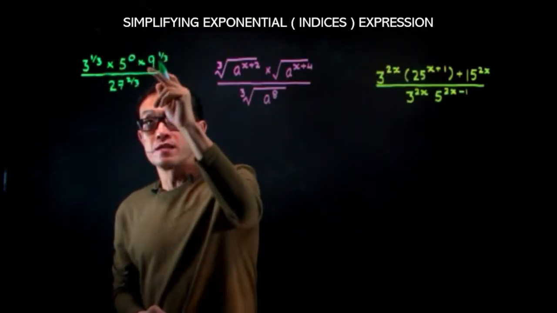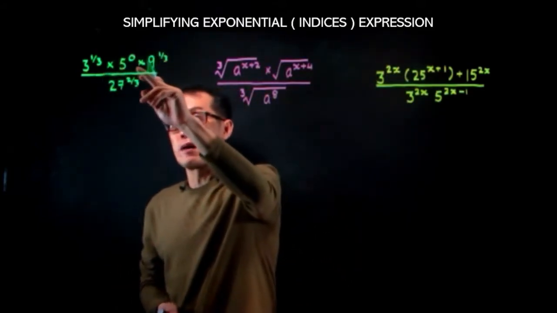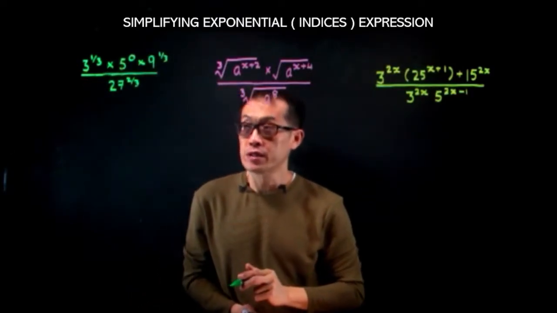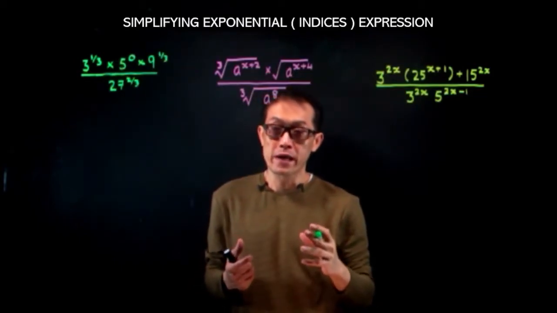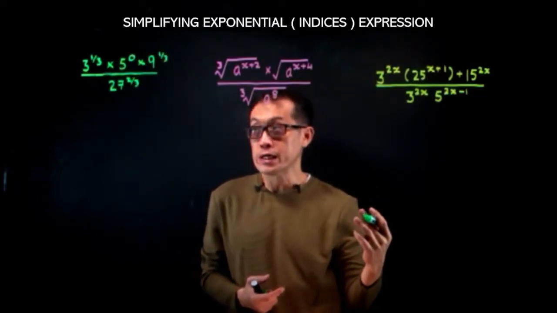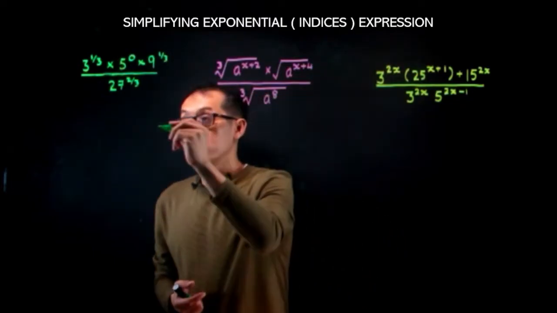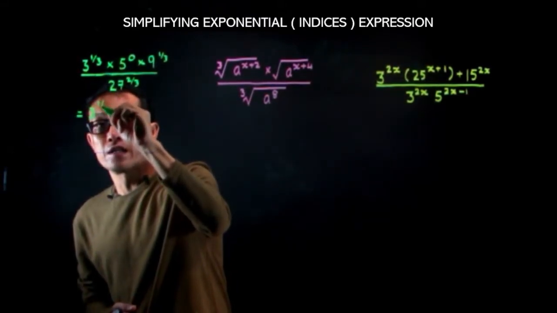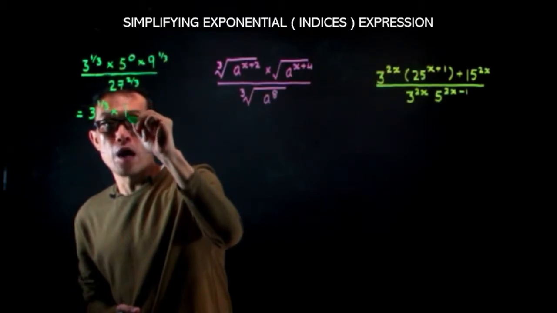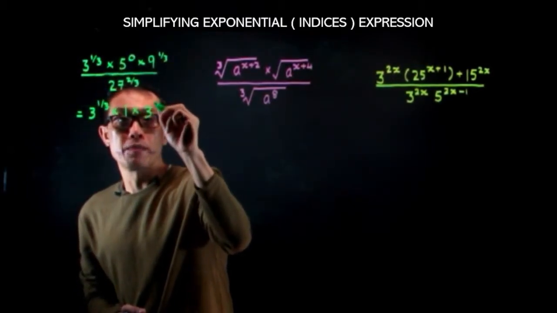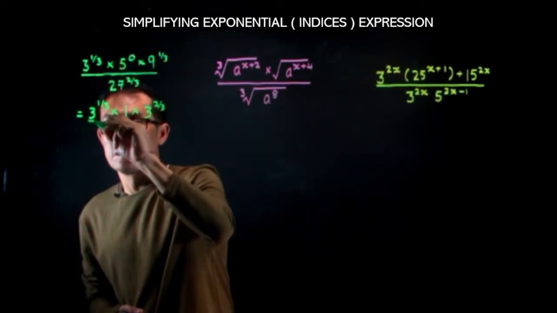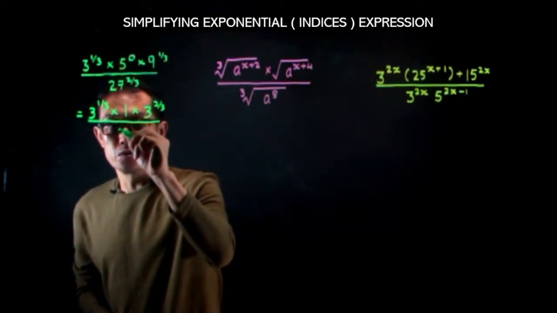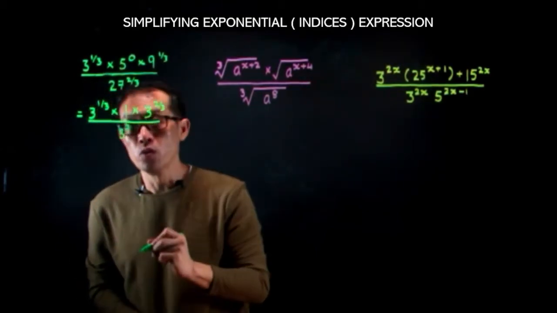How to simplify this? Now, the first thing you should notice is 5 to the power of 0 is 1. And look at all these 3, 9, and 27. They can all be expressed as powers of 3. So this one can be rewritten as 3 to the power of a third times 1 times 3 to the power of 2/3. 27 is 3 to the power of 3. So this becomes 3 to the power of 2.